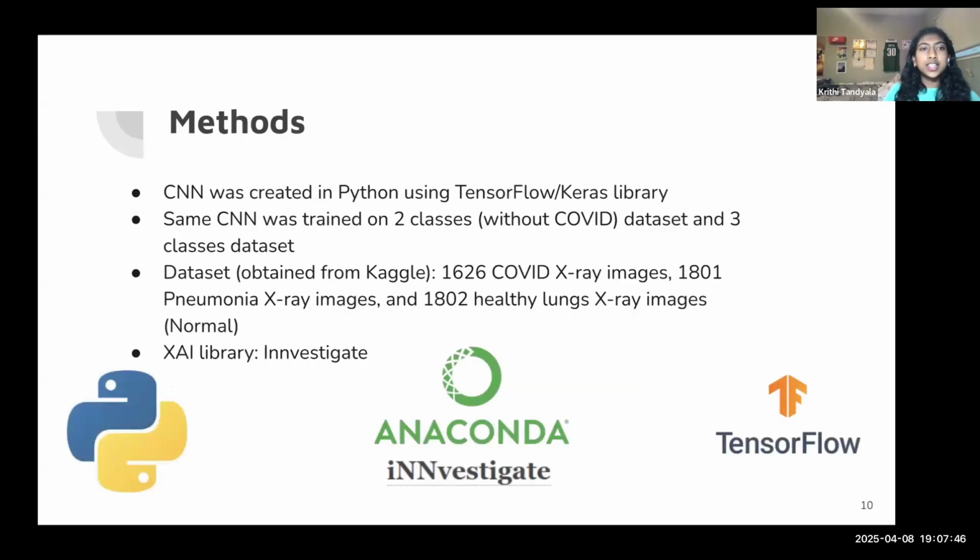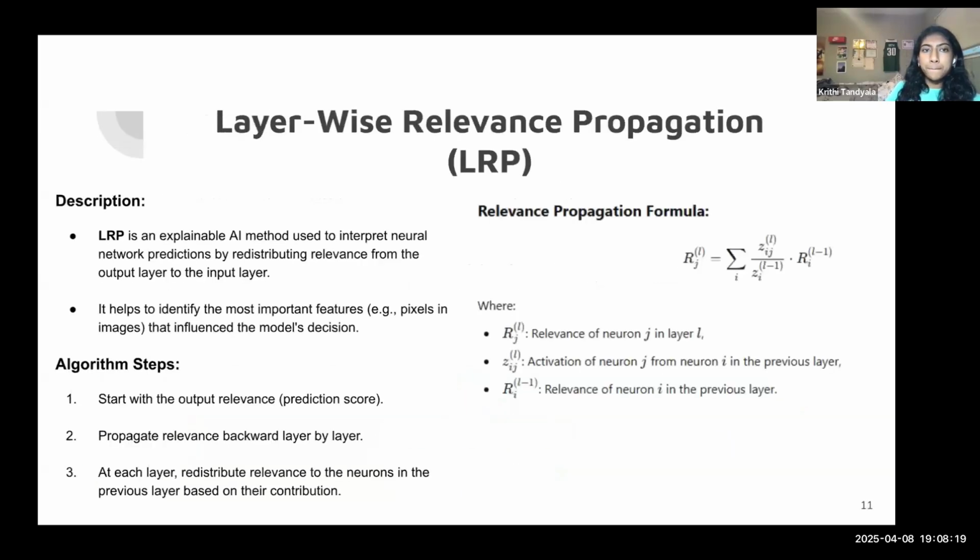So as far as our methods, we created the CNN using Python, using the TensorFlow Keras library, and we trained the CNN on a 2-class data set without COVID-19, as well as a 3-class data set. And the data set we got from Kaggle, so we found these X-ray images of both pneumonia and COVID, as well as healthy lungs, on Kaggle. And then the explainable AI library is from iNNvestigate.